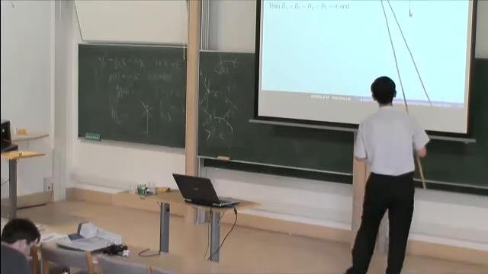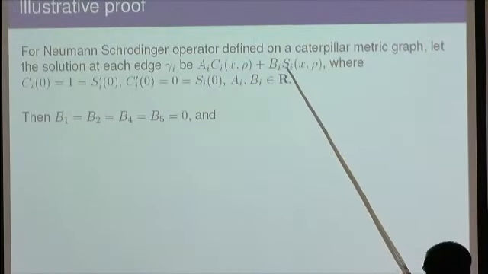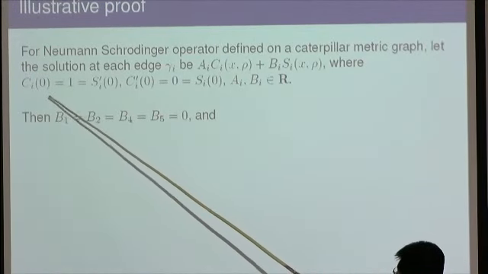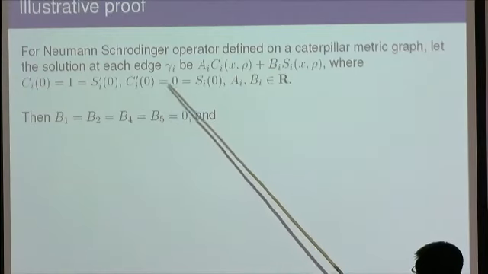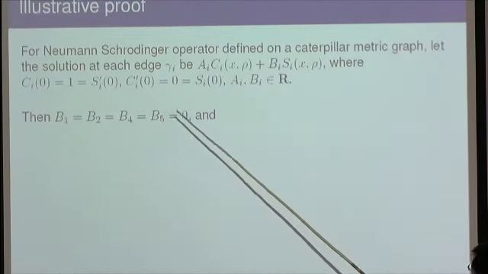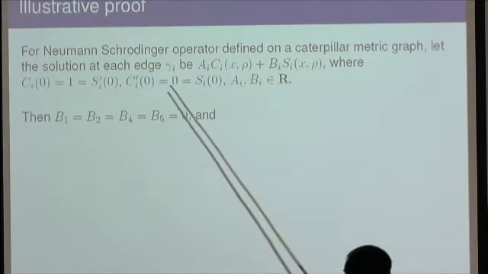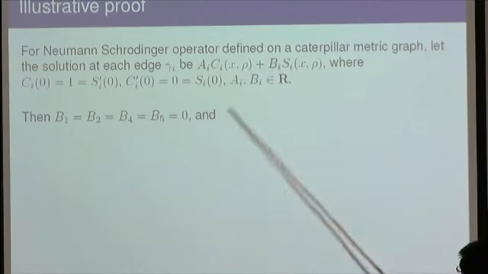So the solutions on each edge will be a linear combination of Ci and Si. Ci will be 1 and 0, and Si will be 0 and 1 on this initial value. And because we assume the Neumann condition on this end, the contribution from the Si term will be 0.